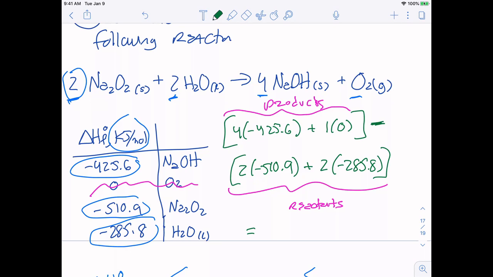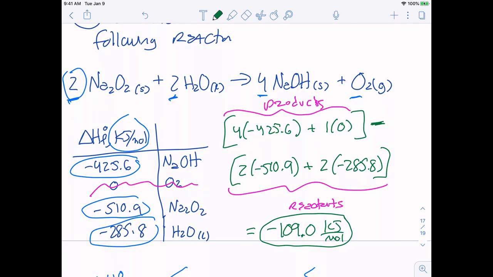So I ended up with a negative 109.0, and then I didn't write all of my units, but all of them are kilojoules per mole. So kilojoules per mole multiplied by a number that doesn't have units, the number of moles, you could just write kilojoules and it'd be fine, but kilojoules per mole plus kilojoules per mole minus kilojoules per mole plus kilojoules per mole, or kilojoules per mole.